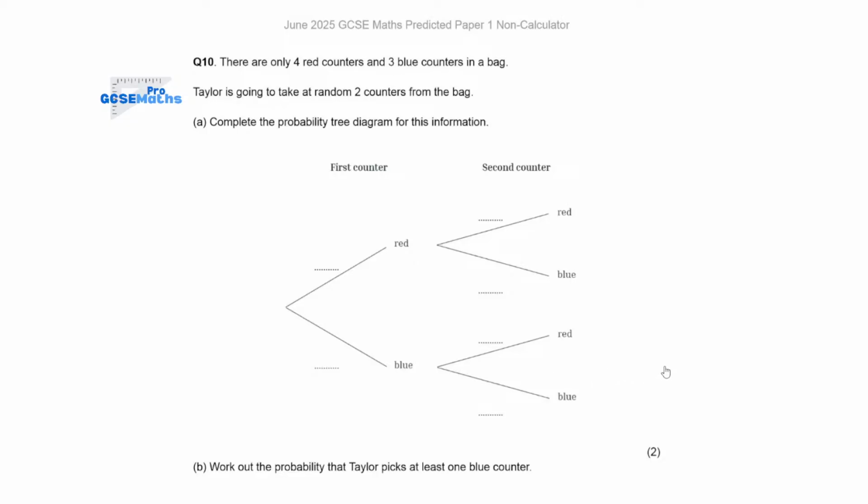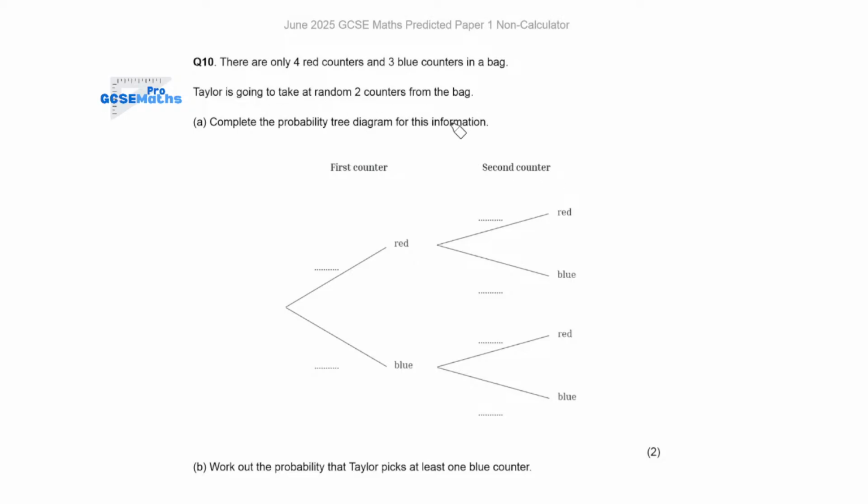Question 10, a lot of the time we've got some kind of probability tree. Now, whether that is going to be probability trees, here is question 10, is quite early on in the paper, so this is a fairly straightforward one, or whether it's at the end of the paper being a harder question, who knows, could be either. So there are only 4 red counters and 3 blue counters in a bag. Taylor is going to take at random 2 counters from the bag, complete the tree.